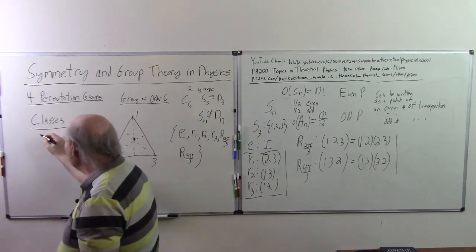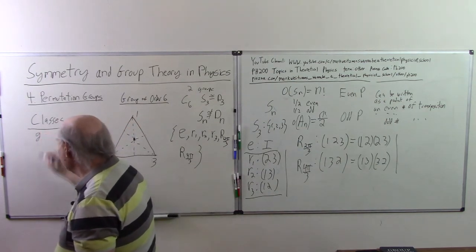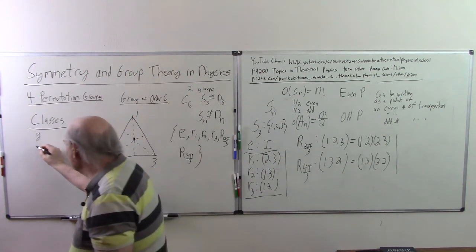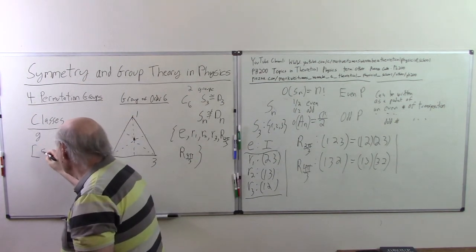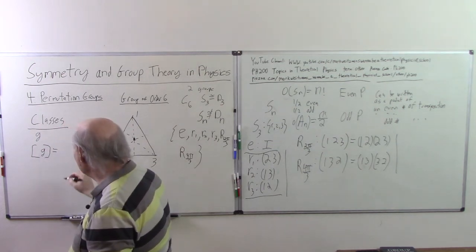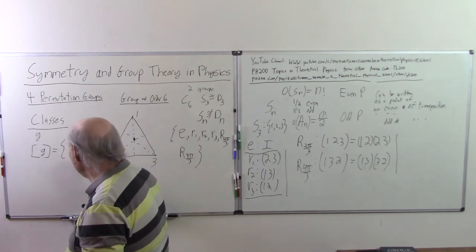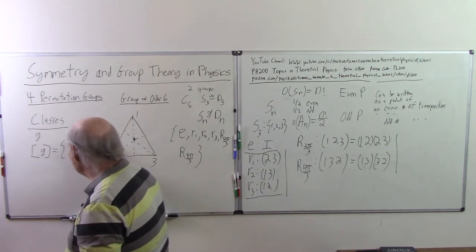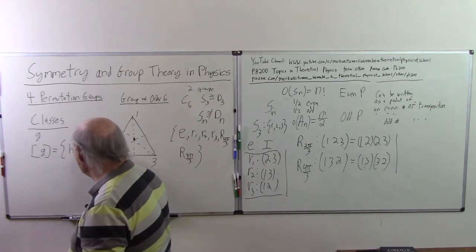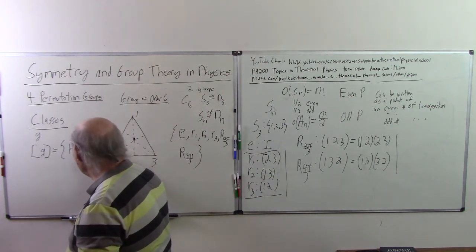If we have an element G of the group, I want to define the class of G. I'm going to use this notation. And this is going to be equal to the set of all H inverse G H, where H is just an element of the group.